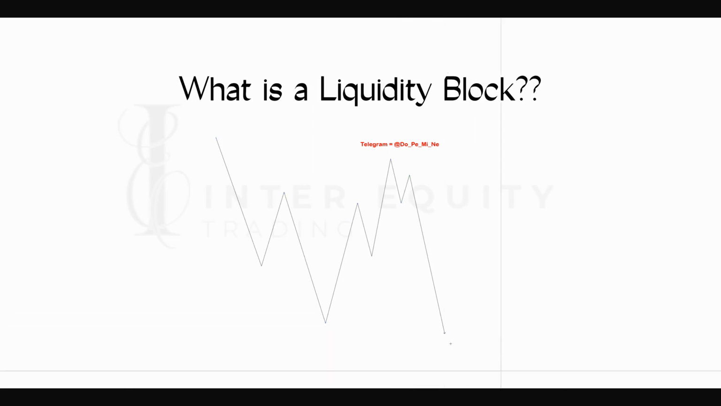So the clearing of liquidity was done here. And then the high that was printed after clearing liquidity is your liquidity block area. It's your area where you would look for entries, or where you would take your entries from.